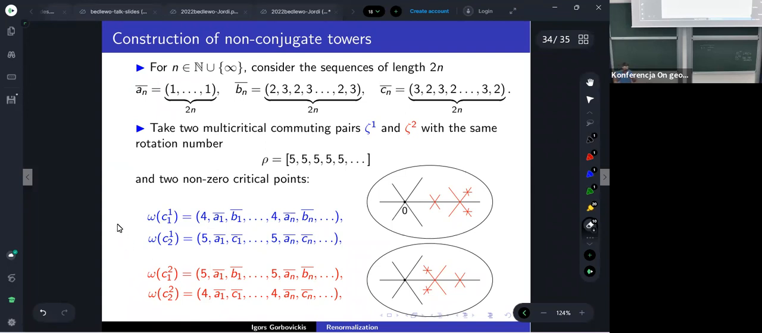So we have two commuting pairs with different combinatorics, which we renormalize, and we look at some particular omega limit points in the renormalization orbit of one and another. Again, these two have different combinatorics, but the omega limit points will have the same combinatorics, and these omega limit points will turn out to be different. So this is the idea of the construction.